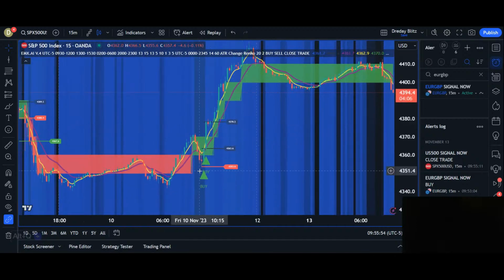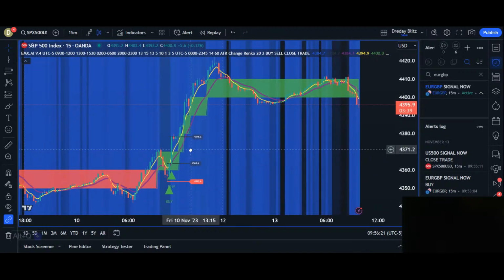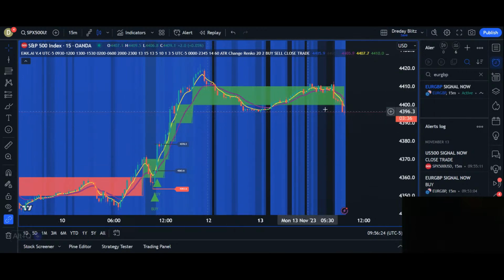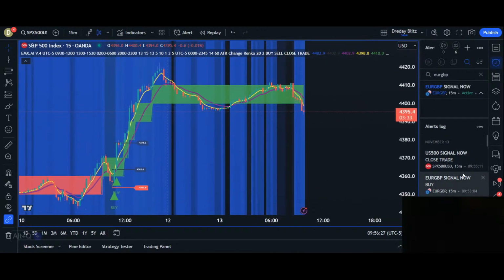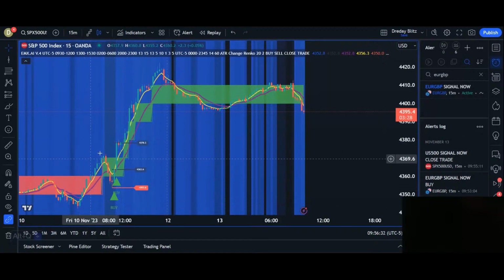So on Friday, we had the two buys. Okay. So we had one at 10:45 Eastern Standard Time, and then another one at 11. So you had two buys. So if you had taken those two buys, you would have been still in the trade until now. Okay, because we just received the notification that we have to close those trades that were created on Friday.